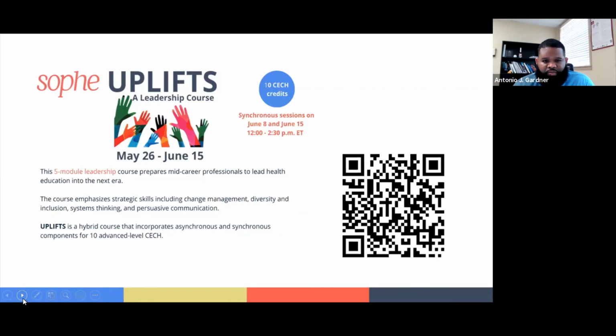And it will have both asynchronous and synchronous components. You'll be able to earn 10 advanced level CECH, and we're really excited. We hope you can be in that inaugural class. And to register, you can just click on the QR code.